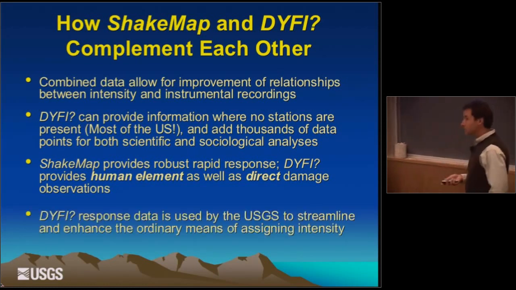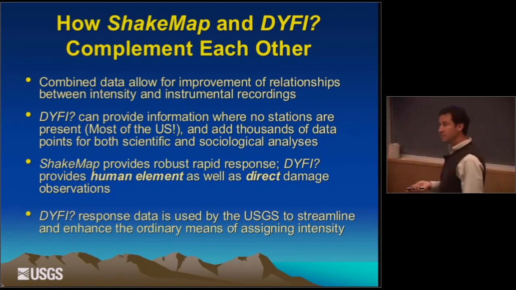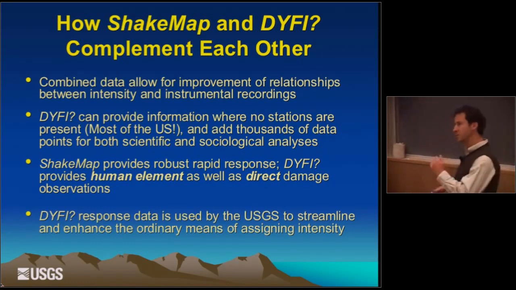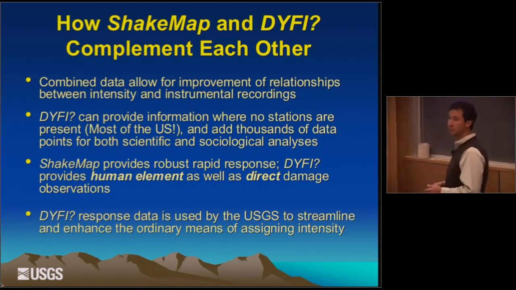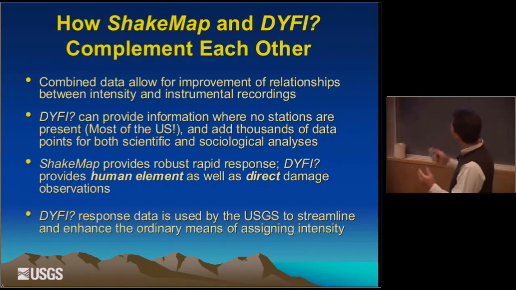And now, Did You Feel It is used by the USGS to streamline the intensity assignment procedure. We've done this consistent with what we've done in the past, so we can now assign MMI values based on the system. This saves much manpower, much cost in terms of assigning intensities. We do it for parts of the country and for magnitudes smaller than we ever did before. So these two systems really have a lot of complementary aspects to them, though they have very different techniques.